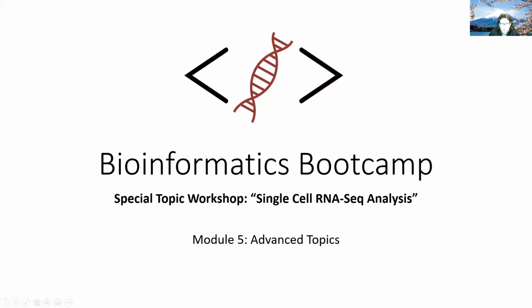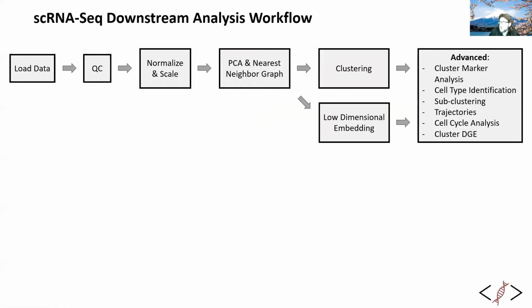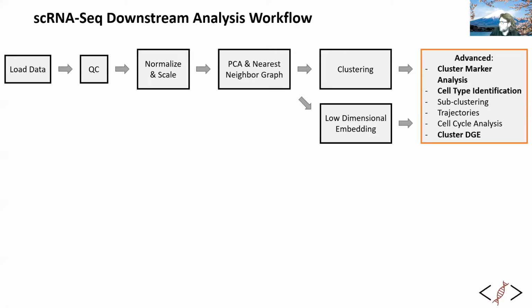So let's talk about what we've done so far. Essentially, so far, I've shown you how to do the basics of loading the data, doing basic QC, and then normalizing and scaling. We've then talked about how to do nearest neighbor graphs, principal component analysis, clustering, and low-dimensional embedding, such as t-SNE and UMAP. We've also talked about a couple advanced topics now, such as cluster marker analysis, cell type identification, and cluster DGE.